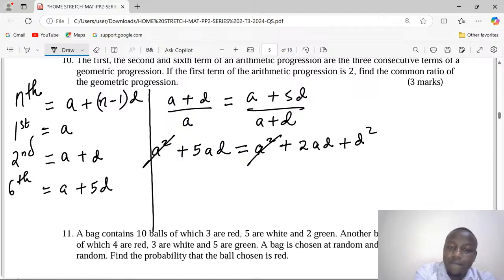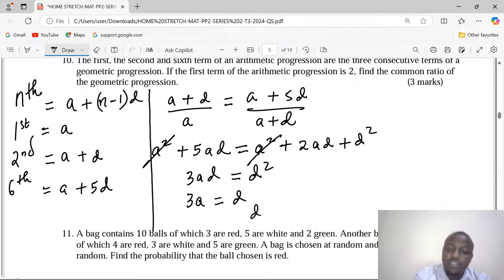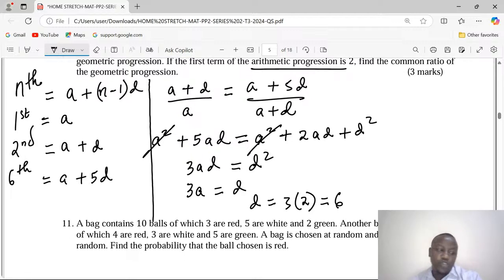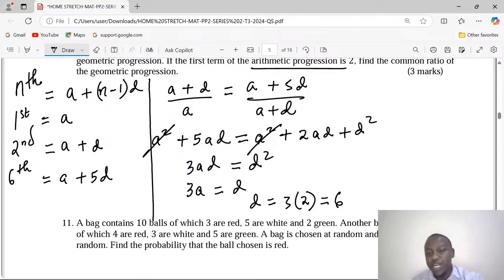Then 3ad is equivalent to d squared. d can cancel out and we get 3a being equivalent to d. So the value of d can be given as 3 multiplied by the value of a, which is 2. Remember, we are told that the first term of the arithmetic progression is 2. So we substitute 2 at that particular point, and we are getting 6.